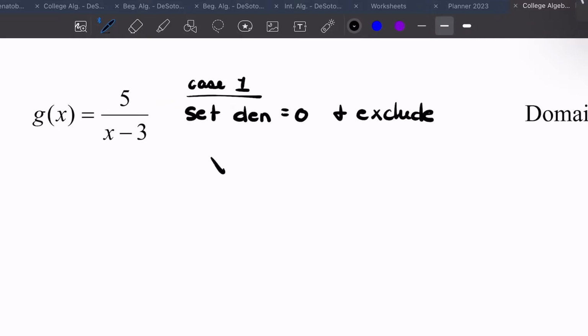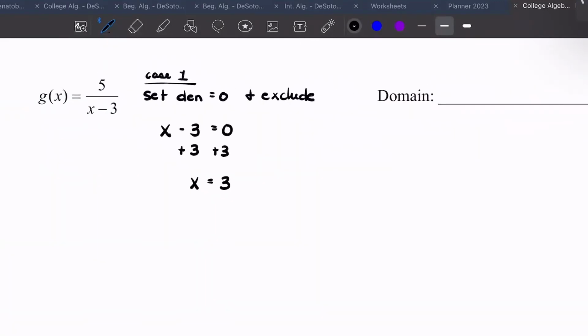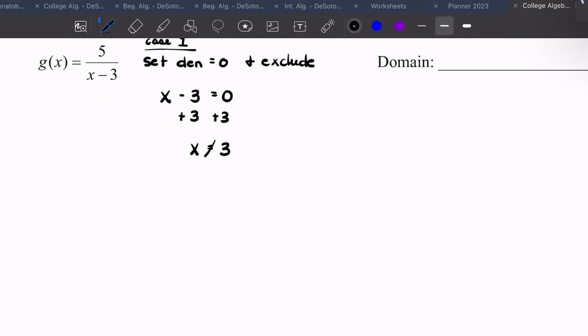Okay, denominator equal to 0, solve for x, and x equals 3. So what this means is that whenever x is 3, we get 0 for our denominator, and that's an issue. Okay, so we want x to never equal 3. It can equal any other number that it would like to equal, but it cannot equal 3.